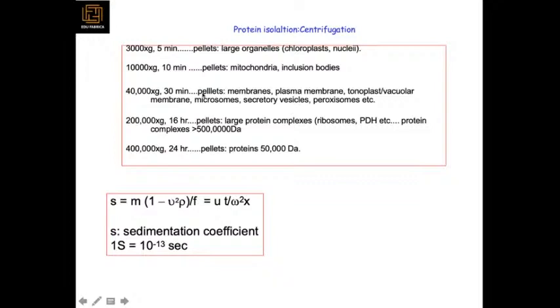If you do it for 30 minutes at this speed, then you have membranes, plasma membrane, microsomes, peroxisomes, etc. At this speed, you have mitochondria, inclusion bodies. At this one, you have pellets with the large organelles.